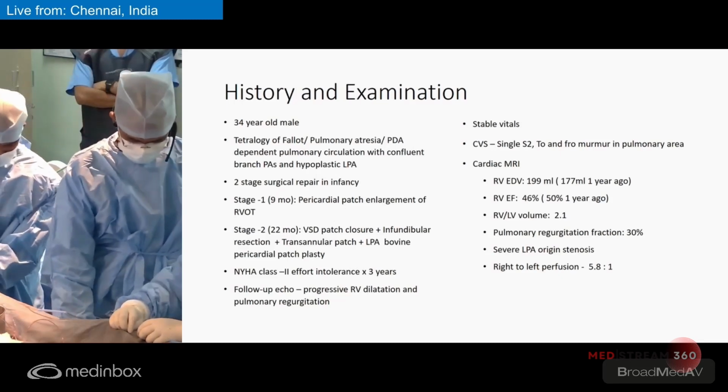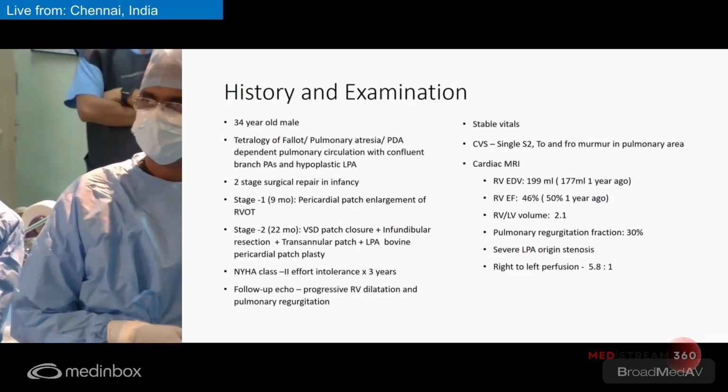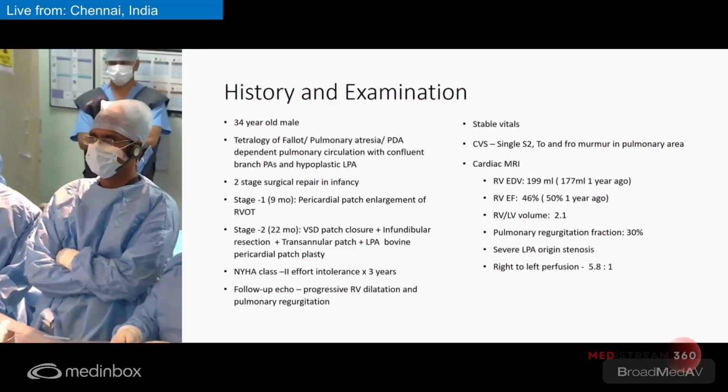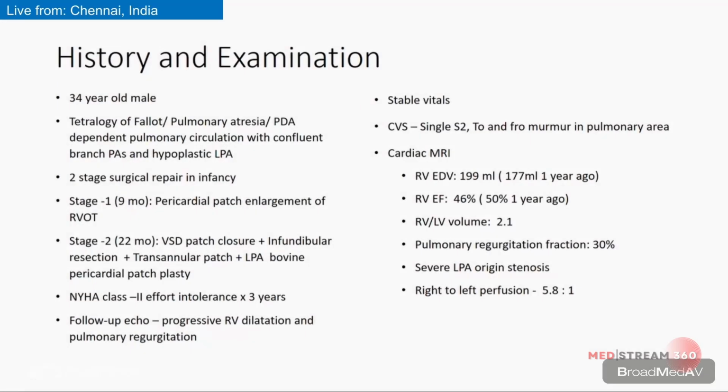The first surgery was a pericardial patch enlargement of the right ventricular outflow tract at 9 months, which was followed by complete surgical repair at 22 months, where the VSD was patch closed, the infundibulum was dissected, there was a transannular patch plasty of the RVOT, and the LPA, which was hypoplastic, was augmented using a bovine pericardial patch.